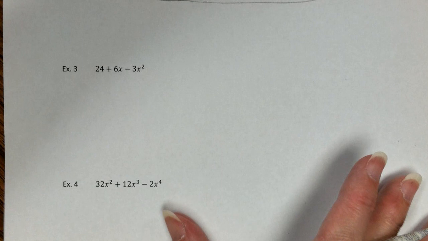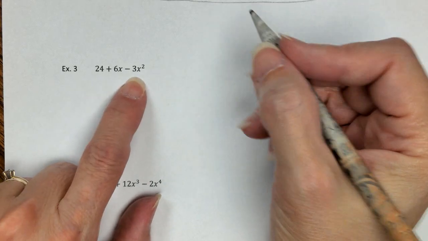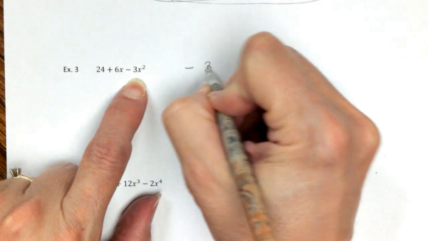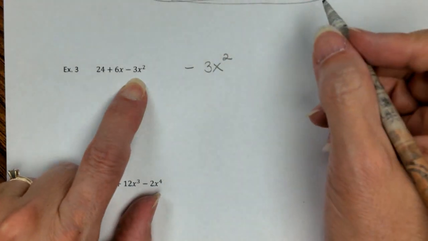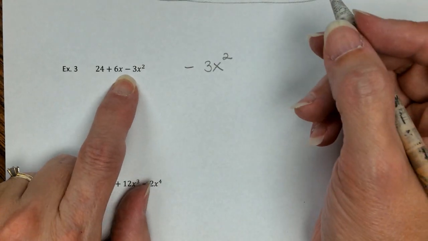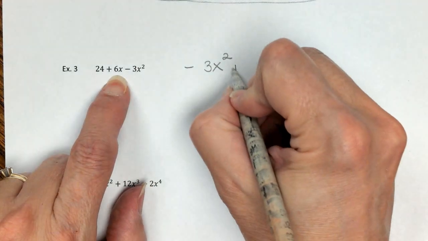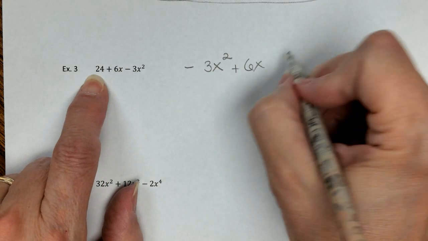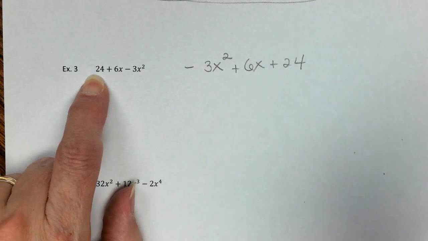Okay, next. These are not in the right order. We need to get them rearranged. Highest exponent first. Make sure you don't lose track of your signs. Negative 3x squared, positive 6x, positive 24.